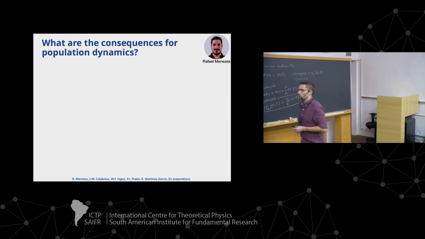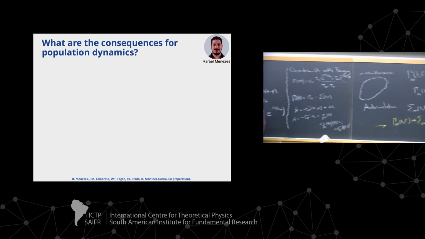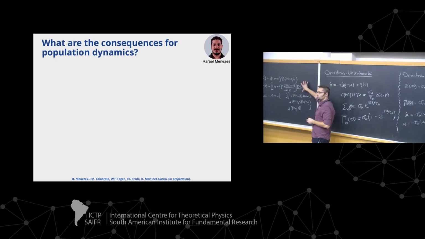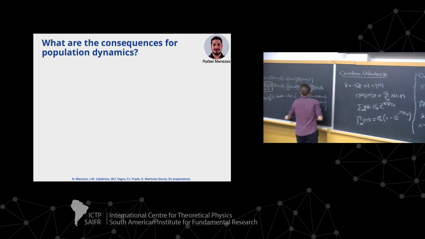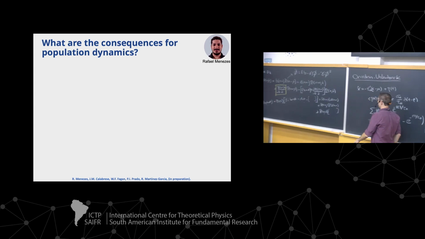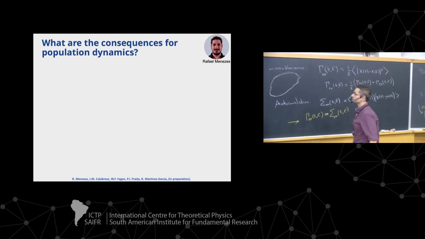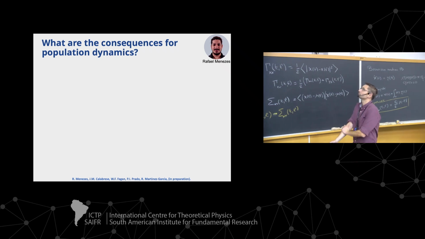But then the question, and this is what I want to finish with, is how these master equations that we ran last week, and more specifically the mean field equation that we derived when everything is well mixed and deterministic, change when we have a space.